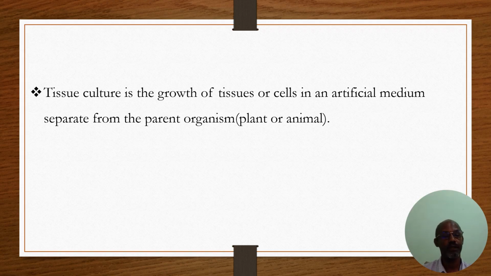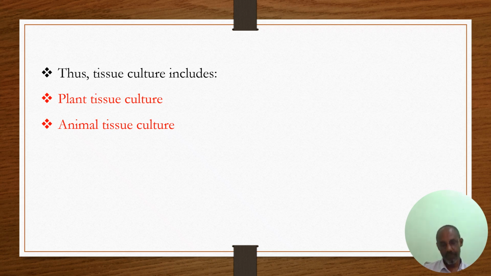Therefore, tissue culture is the growth of tissues or cells in artificial medium by providing nutrients and appropriate conditions plus growth regulators or growth hormones, separate from the parent organism, plant or animal. Tissue culture involves taking samples of tissue or cells from plants, and also from animals. We have plant tissue culture as well as animal tissue culture.